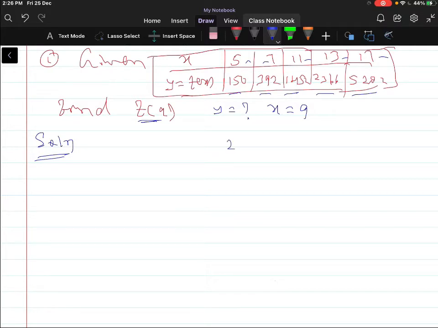Here you can observe from the data, the points of x are not equally spaced, because the difference of 7 minus 5 is 2, 11 minus 7 is 4, 13 minus 11 is 2, and 17 minus 13 is 4. So here h is not the same, therefore the given points of x are not equally spaced. So we cannot apply either Newton's forward or Newton's backward interpolation formula, because they are methods to find the value of y only for equal intervals of width.